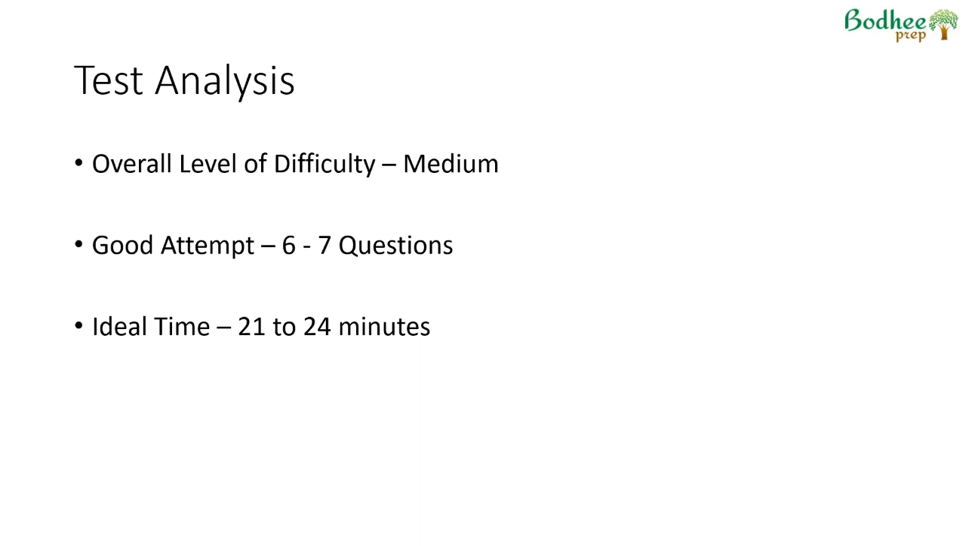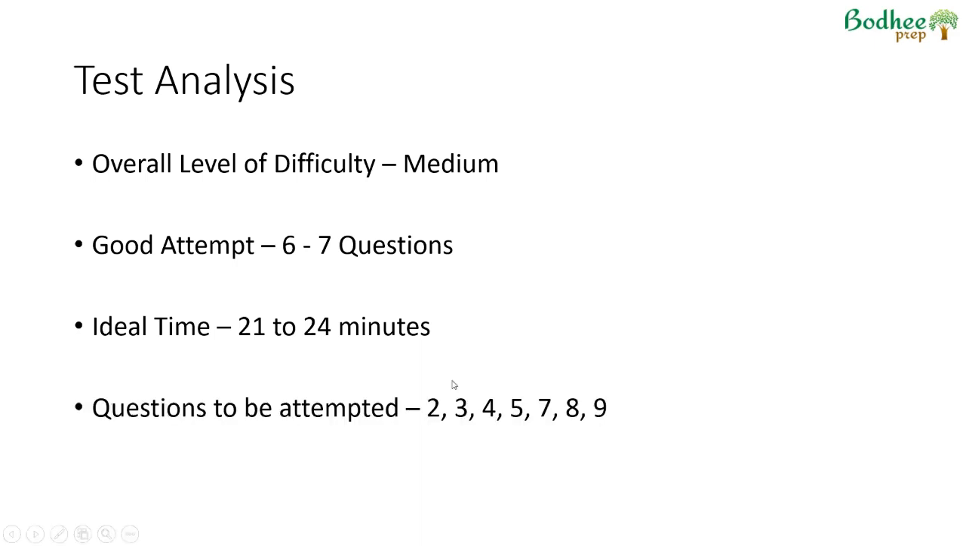The questions that I would have attempted in a test to keep my time minimum would be, in this test, 2, 3, 4, 5, 7, 8, 9. Which are these six out of these, or if possible, all of these seven.